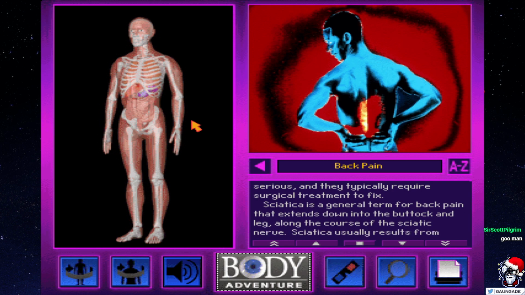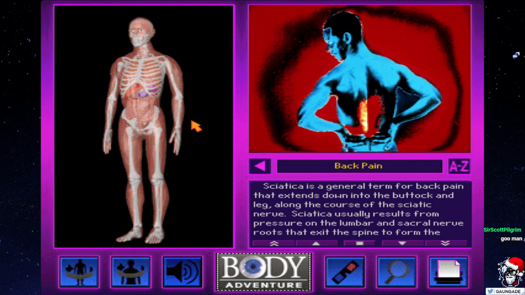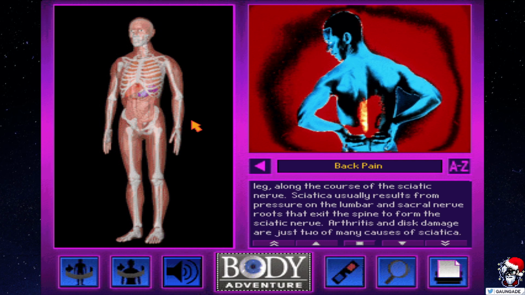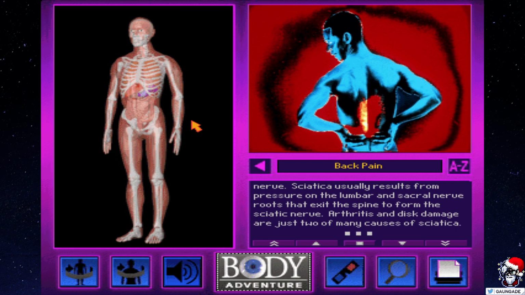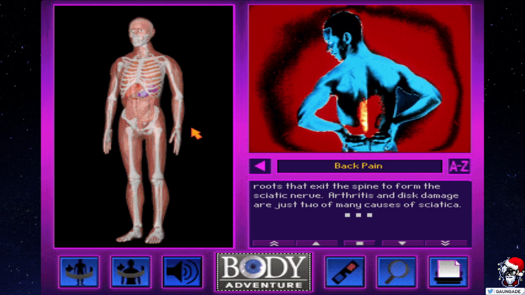Sciatica is a general term for back pain that extends down into the buttock and leg along the course of the sciatic nerve. Sciatica usually results from pressure on the lumbar and sacral nerve roots that exit the spine to form the sciatic nerve. Arthritis and disc damage are just two of many causes of sciatica.